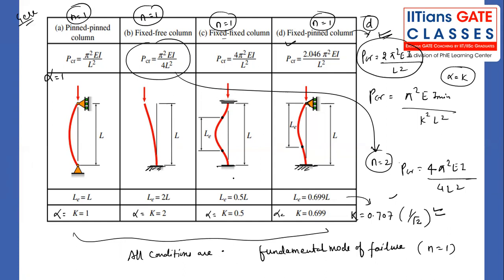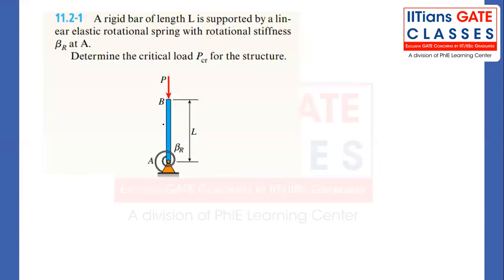So what we have done till now, the formula-wise things we have checked out. Now let's focus our attention on the numerical part, right? As you can see, the first question is in front of us. A rigid bar of length L is supported by a linear elastic rotational spring. Remember, whatever we have done, that is the idealized structure, my dear, not a real structure.